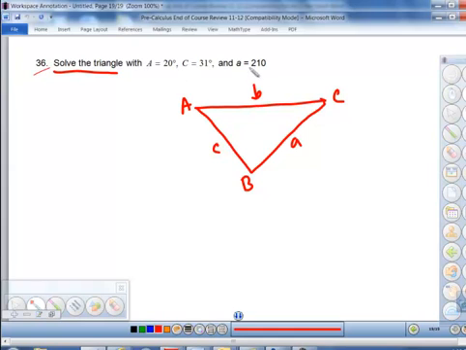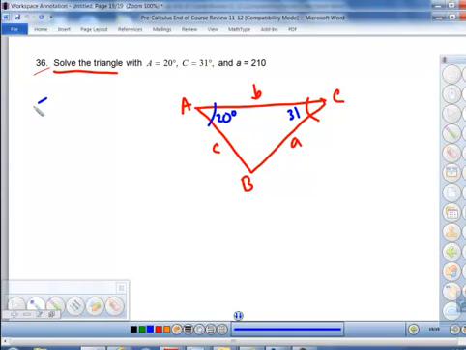Okay? So it says angle C, which is this guy right here, is 31 degrees. So I'm going to put in a 31 right here. Okay? And then it says angle A, that's 20 degrees. So this is 20 degrees. So right now we could determine if this is going to be 90. Do you guys think this is going to be 90? I don't think so. I think this is going to be bigger than 90.